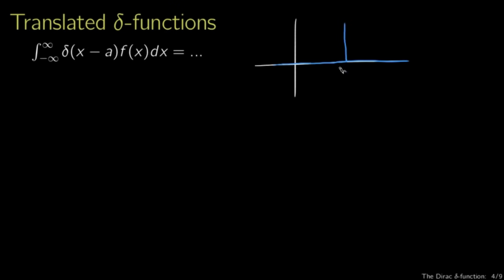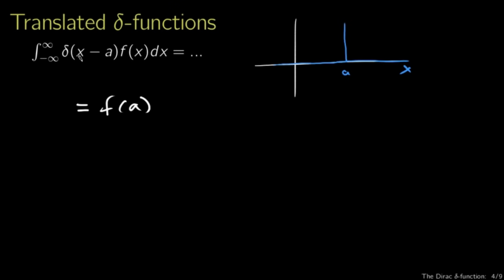Not the most clear notation. This is the x-axis and this is a. So what this is going to do, and you can think about doing a change of variables, some sort of u substitution where u equals x minus a, it's just going to give you the value of f at the point where the delta function has support. So this is going to give us f of a. So if we're just using the delta function itself translated, we can pull out the value of f at any point.